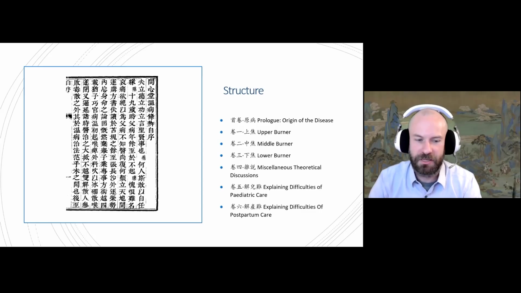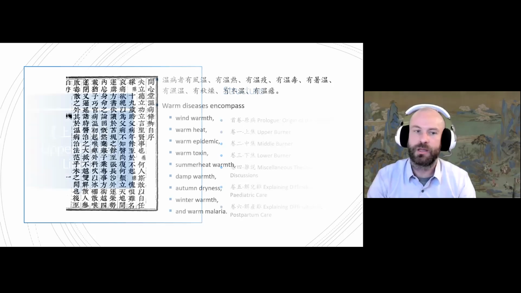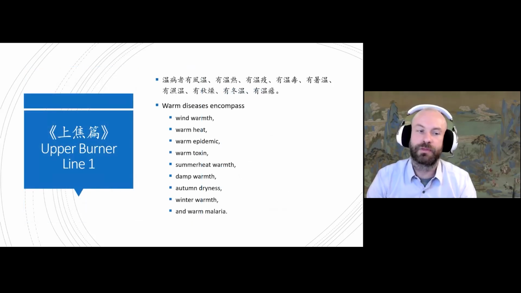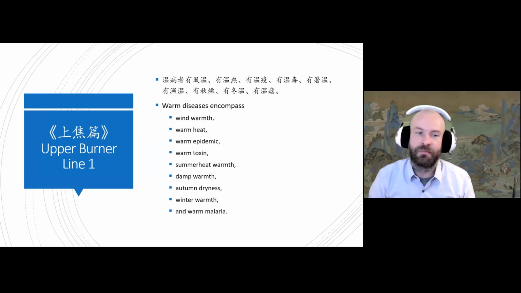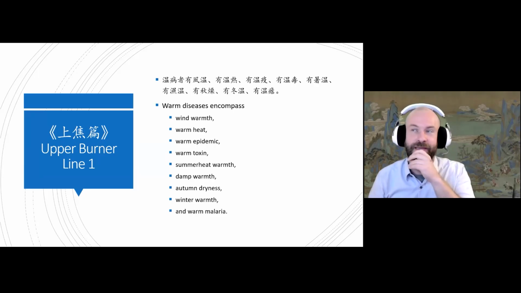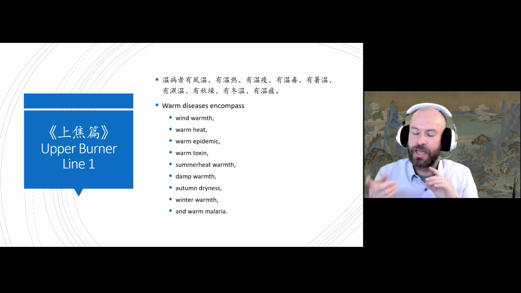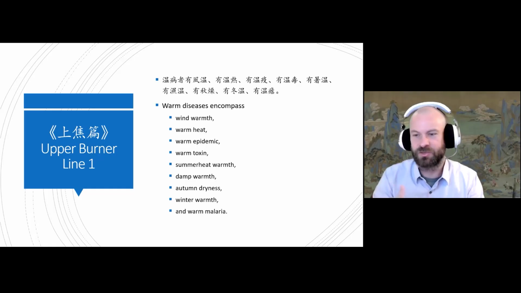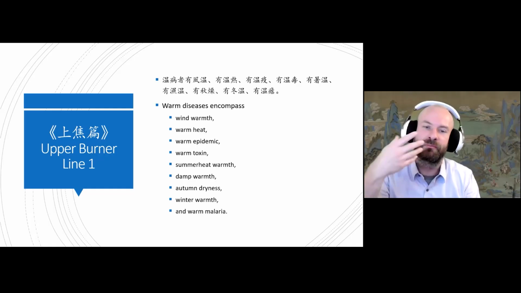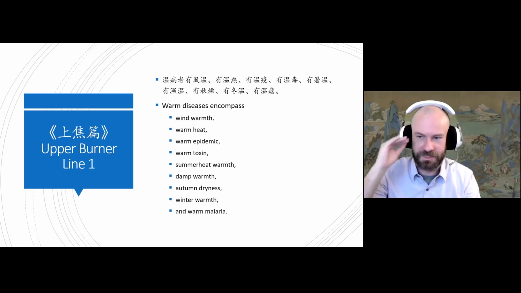So the question might be, what are warm diseases? In chapter 1 of the upper burner section, Wu Jutong says that warm diseases encompass wind warmth, warm heat, warm epidemic, warm toxin, summer heat warmth, damp warmth, autumn dryness, winter warmth, and warm malaria. So he says that basically these 9 diseases come from, and where did these 9 diseases actually come from? If you remember, we were talking about Wang Shu He and his notes or discussion on the notes of the cold damage. This comes from that chapter, where he kind of comes back and says, well, these are warm diseases.